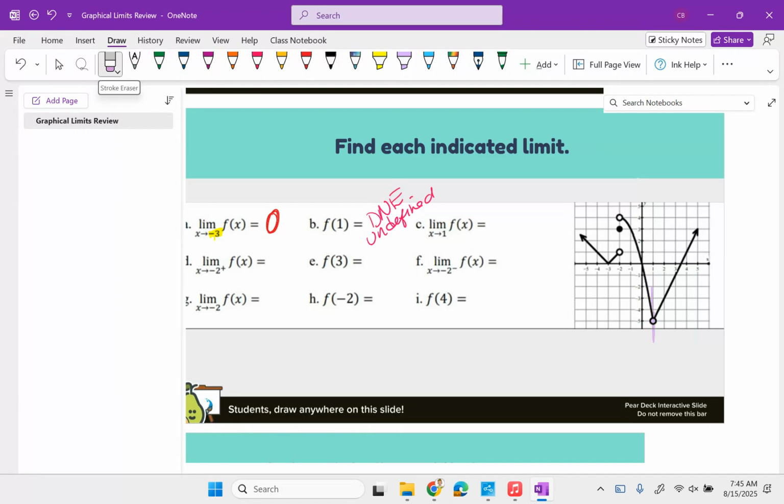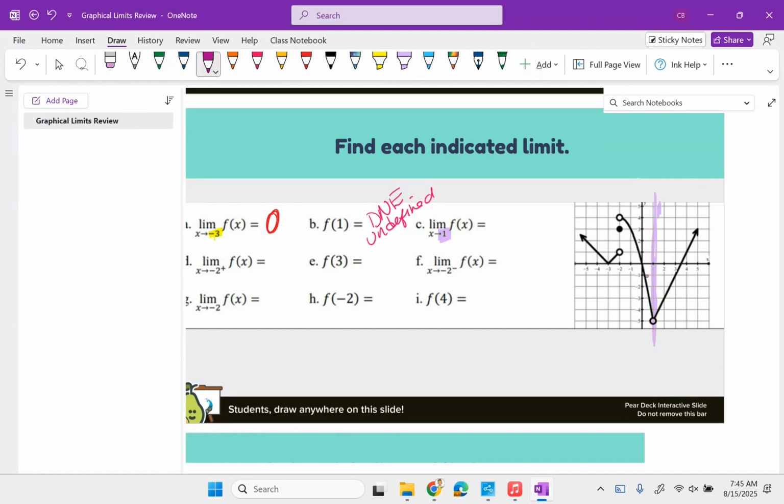Okay, we're still at 1. It wants me to look at the limit at 1. Why did I say does not exist or undefined? There's a hole and there's no other solid anywhere else, right? So that's why I had to say that on that one. But I can still find a limit because it's about what it's approaching, not what's actually there.